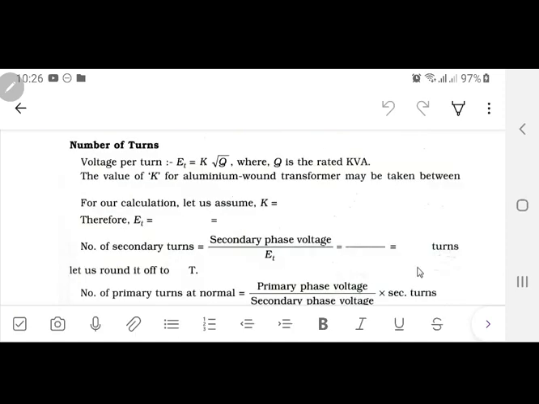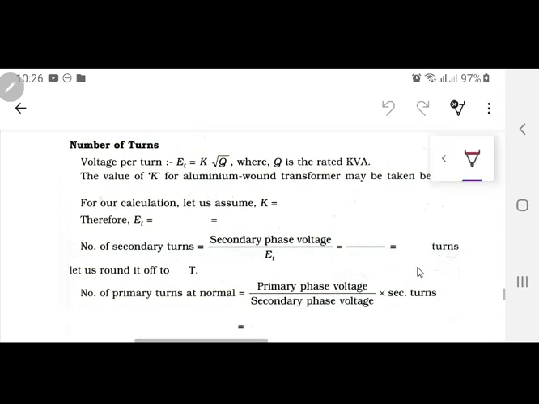Now, we know Et is equal to K under root Q, or S. I told you it can be used interchangeably by some authors. Here you can use the value of K. According to this book, the value of K is in the range of 0.32 to 0.35, for aluminium only. This is very important. For copper, it can be from 0.4 to 0.7 or that range. But aluminium is not a very good conductor; it is malleable and ductile, but it does not have a larger current density. So you have to choose something from 0.32 to 0.35.